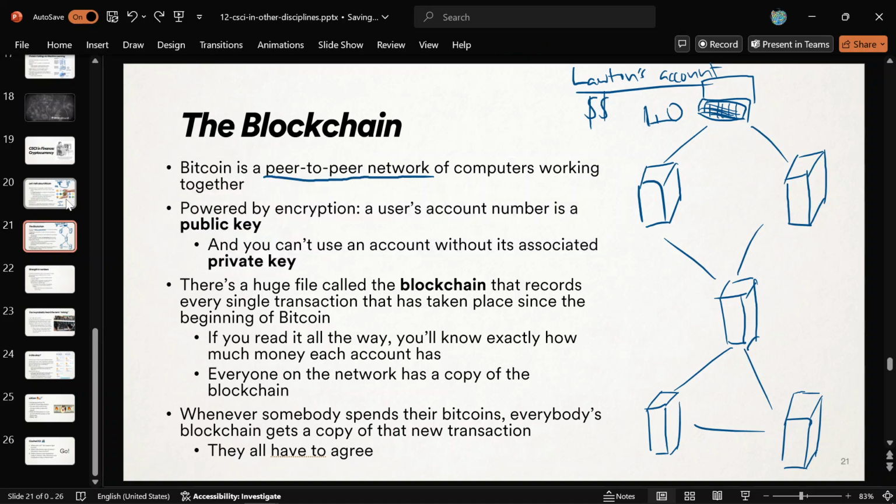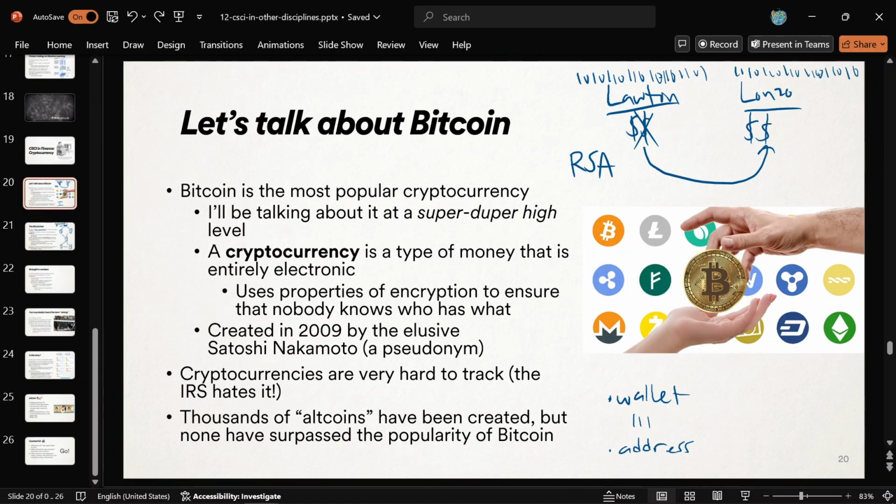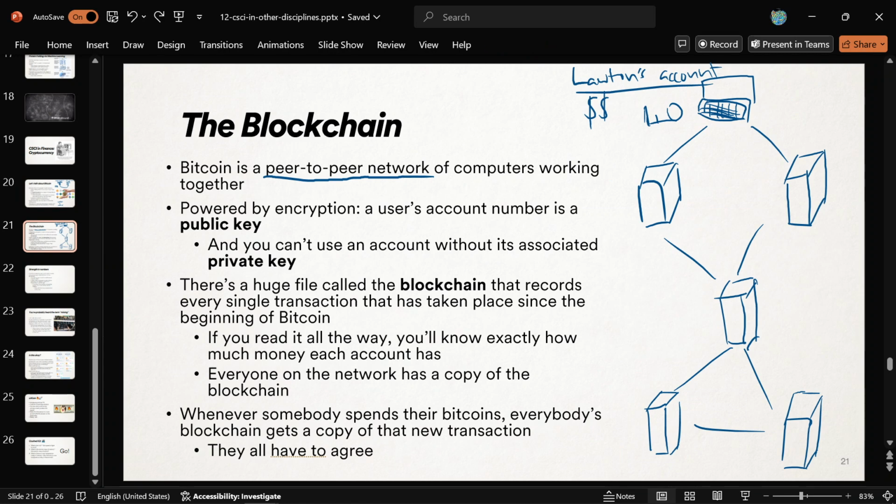And then everybody agrees on how much money each account has, and that has to do with the blockchain. What the blockchain is, it's really just a big long file. People call it a ledger. It's just a big long file that records every single transaction that has ever been made in the Bitcoin network. Person 1 sent this much Bitcoin to this account. Person 2 sent this much Bitcoin to this account.